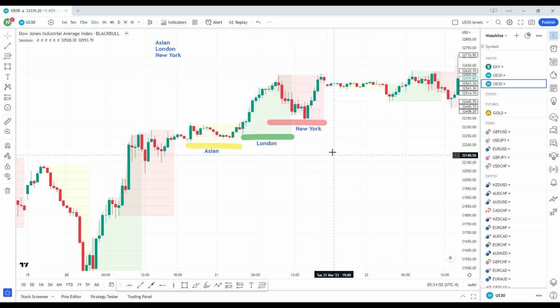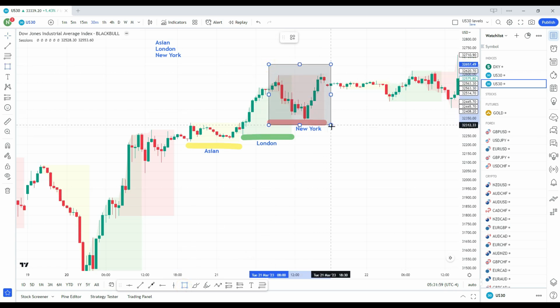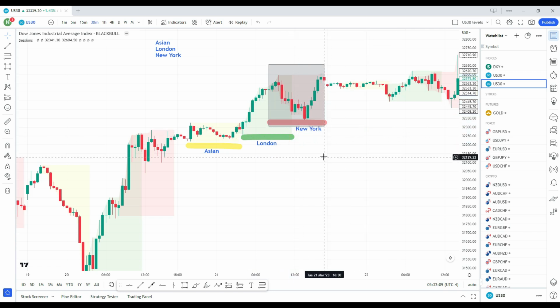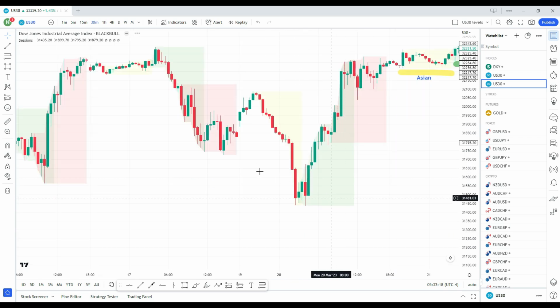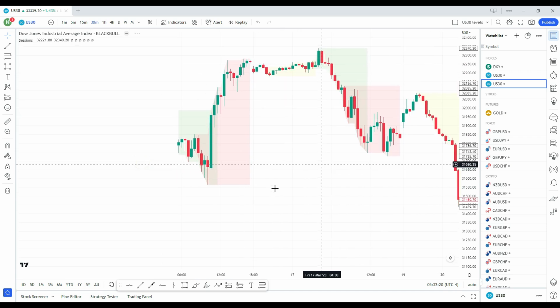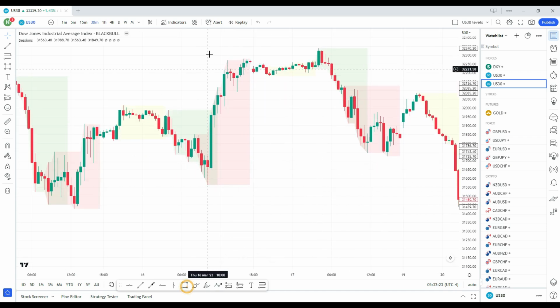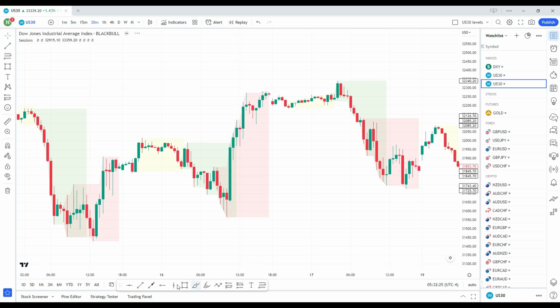Again, since the companies are based in the US, there is high volume during the New York session. As you will observe from the examples, the New York session is highly volatile because that's the time most of the activities are taking place in the US. So as you can see, there is high volume during the New York session. Here is another example, with high movement.